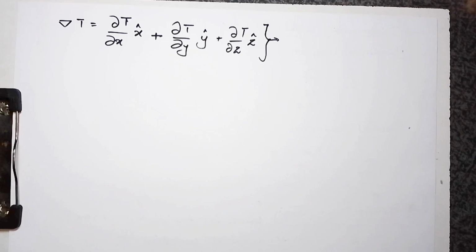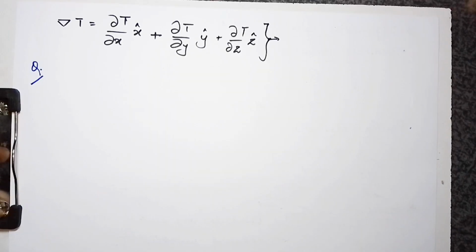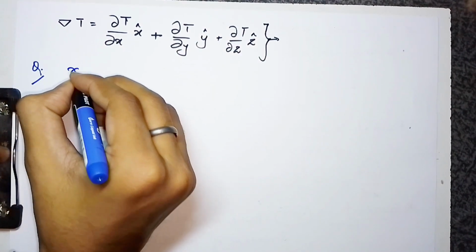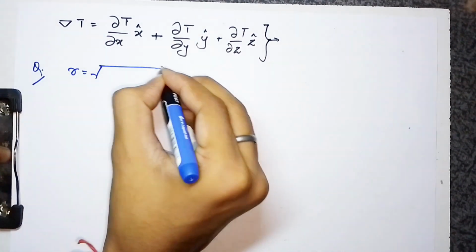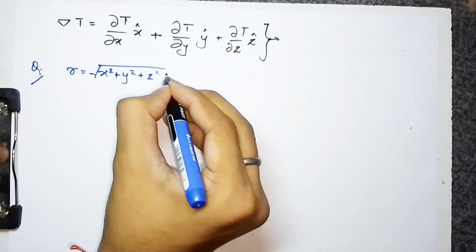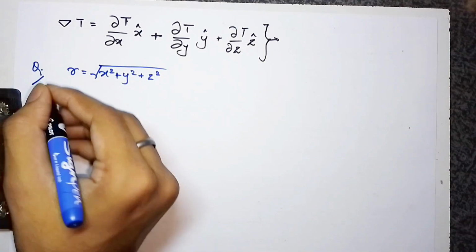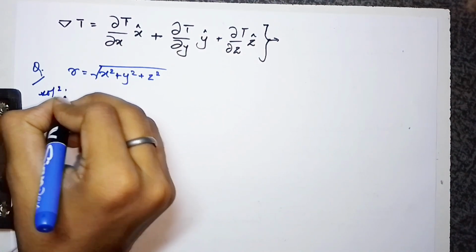Now after understanding the gradient, I will give you a problem to solve. Please try it. So here the problem says that find the gradient of function r equal to x square plus y square plus z square. Pause the video, think for a while and solve this problem. Now let's solve this problem. So here we write the solution of this problem.